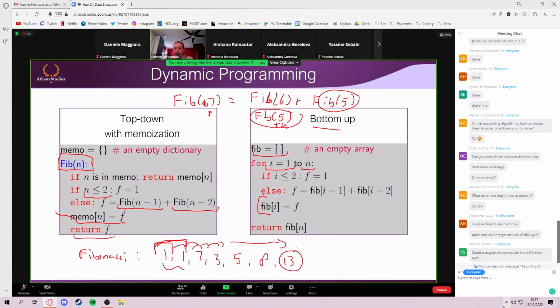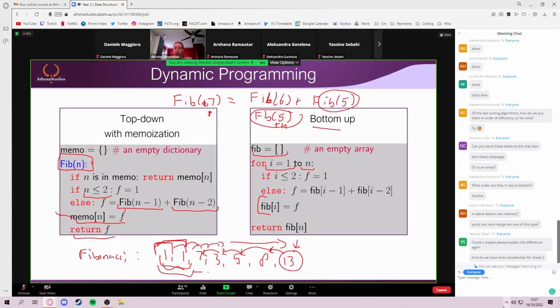Right, so top down basically starts from this digit. If that's what you want to calculate, it says, okay, I don't know the answer to this, so maybe I need to calculate this and this. Okay, I also don't know the answer to this, so I'm going to calculate this and this, etc. all the way to the beginning until it knows some solution, because it knows the solution to the beginning. And the bottom-up approach starts from the other side. It says, okay, I know this, now I can calculate this, this, this, this, etc.